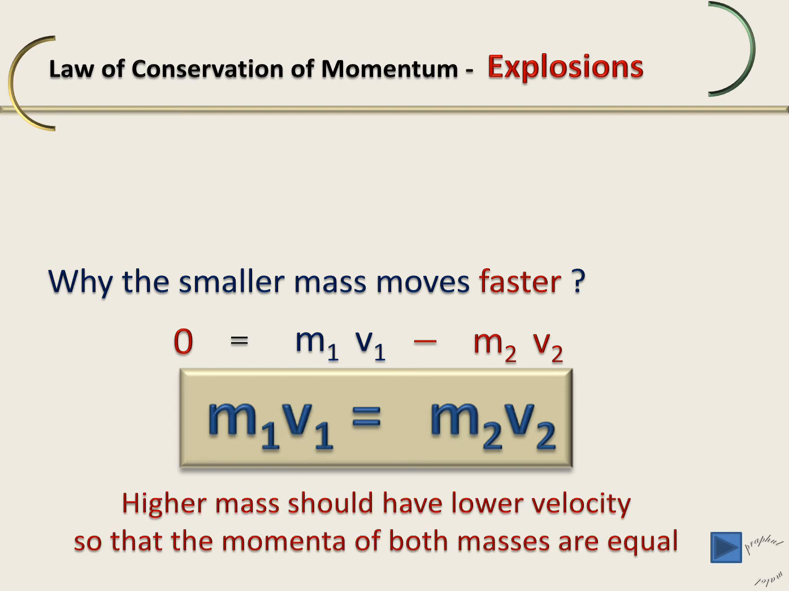The higher mass, the bigger mass, should have lower velocity because their momentum should be equal. So if the mass is more, velocity should be smaller to conserve the momentum.